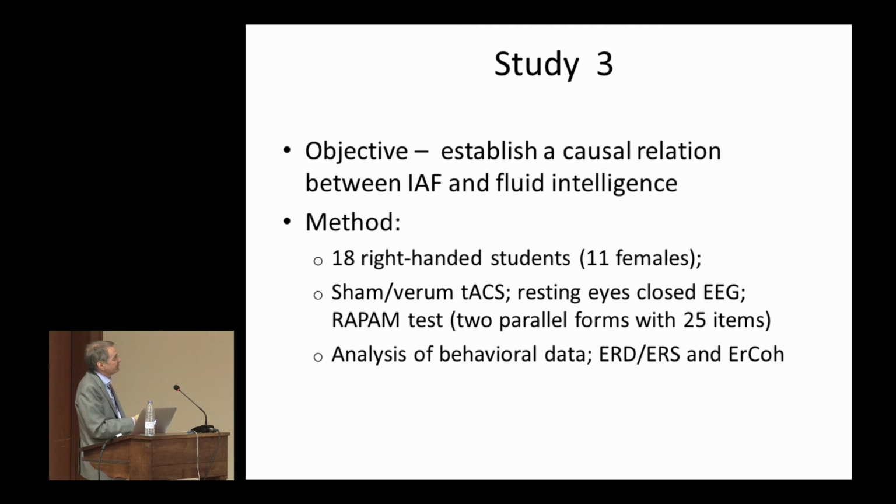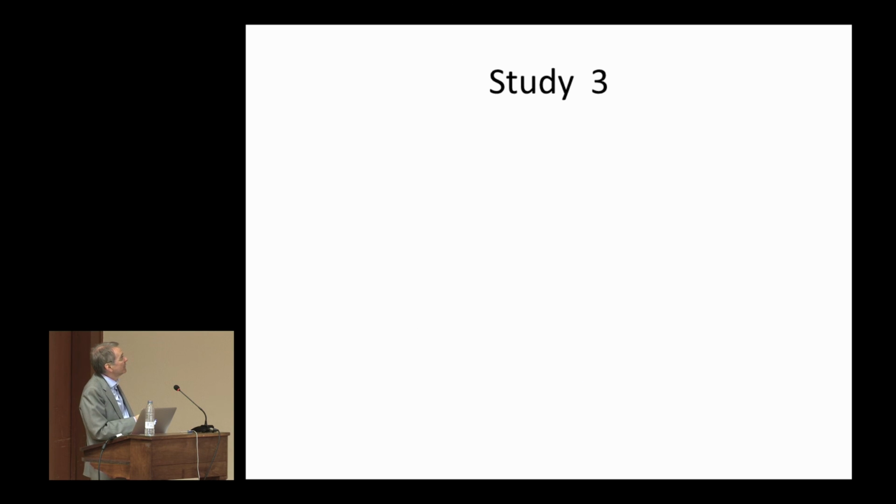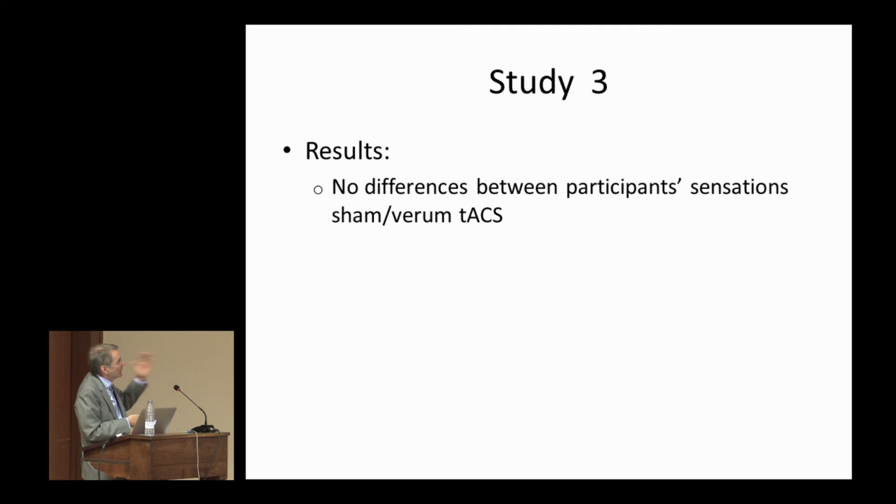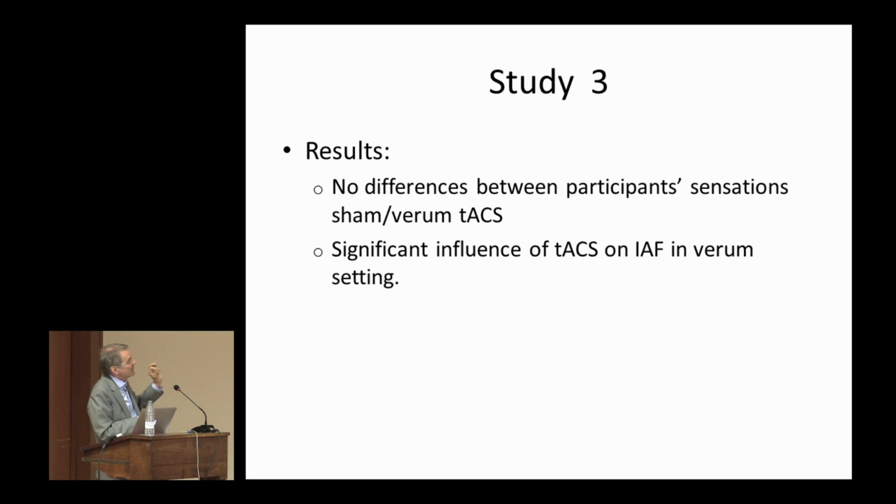So, the objectives: we analyzed behavioral and event-related synchronization, desynchronization data, and some coherence data on this small sample. So it's not representative, of course not. But it's an interesting study, we think, which could be run further. So there were no differences; they didn't know whether they got sham or verum. Then there was a significant influence of transcranial alternating stimulation on individual frequency. This is very important. We found a difference between pre and post-test only when there was the real stimulation.